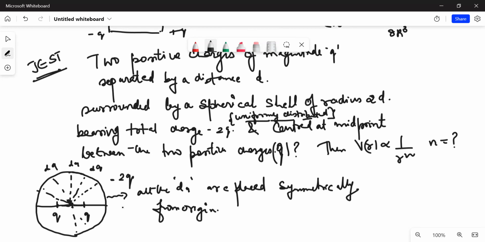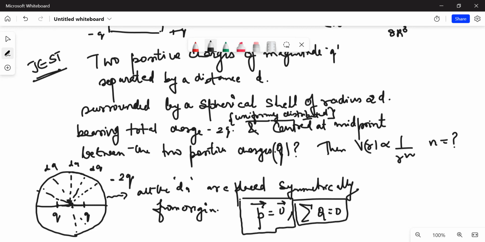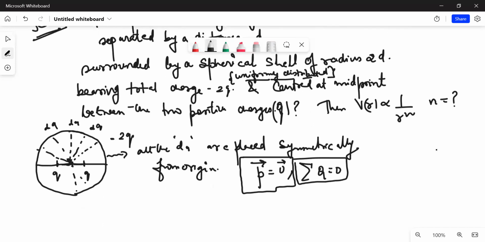Any problem till here? And these two charges are also symmetrically placed from the origin. So you can say that your dipole moment should be zero, and your total charge is obviously zero, and your dipole moment is also zero, isn't it? Yes or no? Yes, sir. Okay. Then the leading term would correspond to the quadrupole moment.